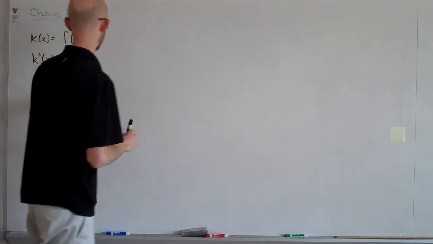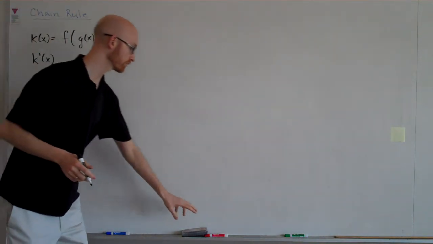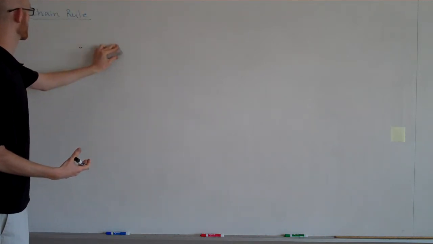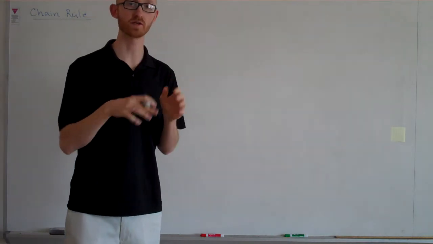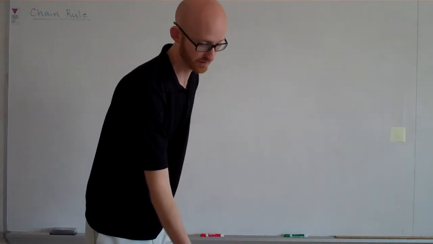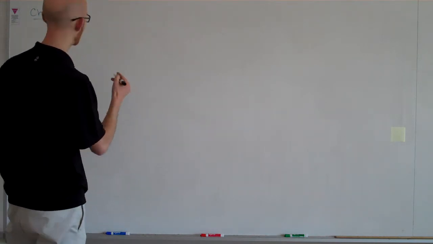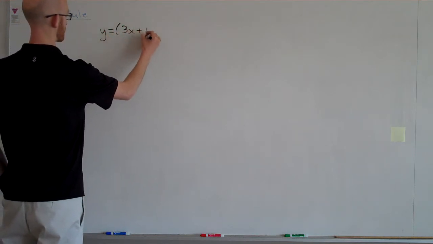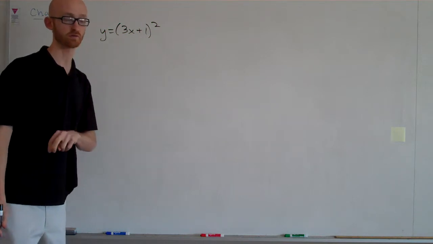Okay, so our goal is to find k prime. I'm not going to do a rigorous proof. I think it's more important for me to make an argument as to why this thing is the way it is. If you wanted to look at the proof, look in your book, talk to me, email me, and I'm happy to do a proof with you. So what I'm going to do now is use this function, y equals 3x plus 1 squared, and I'm going to accomplish finding its derivative in two different ways.